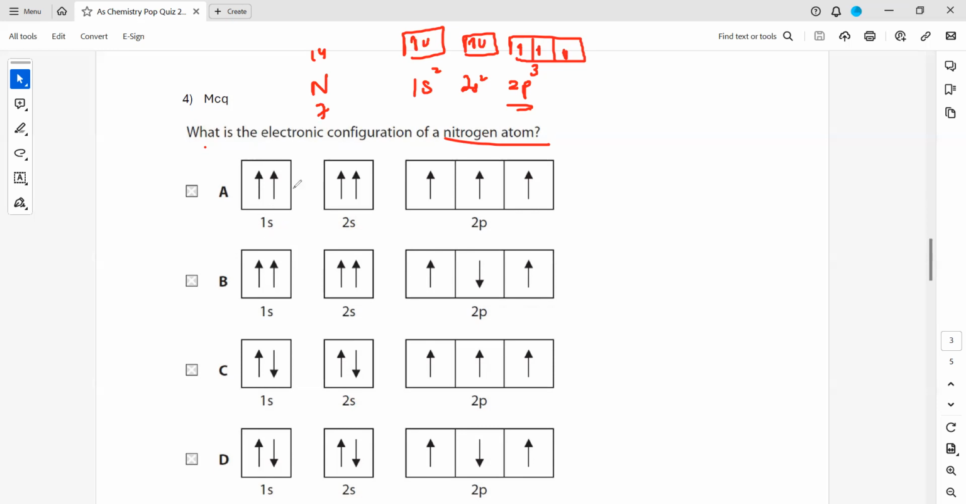Why is this wrong? Because it shows that they both have the same spin in the same direction, but that's not possible. Two electrons in the same orbital cannot have the same spin. They should have opposite spin, so they overcome the electrostatic repulsion by their opposite magnetic fields. That's why this is also wrong. This 1s is correct, 2s is correct, and in 2p they also occupy singly. So C is the right answer.